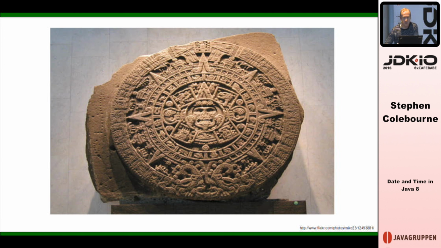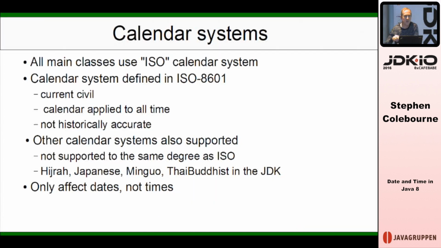That's the Aztec stone, I believe. Because we have to talk about calendar systems. So what I said up front was the ISO calendar system, we treat that as being the default. That's the one you use every day. It's the one the vast majority of the world uses every day. We could call it the current civil calendar. What we do is we apply those rules for the entire timeline.